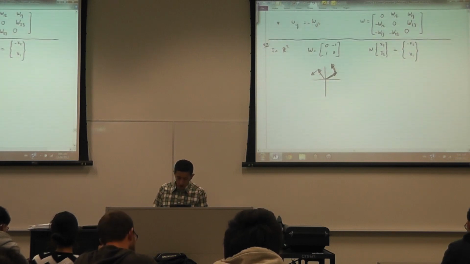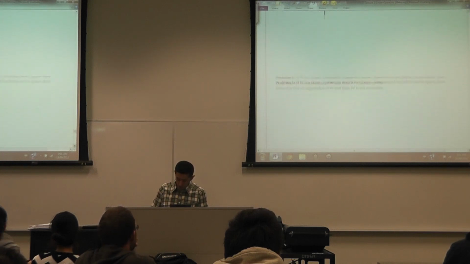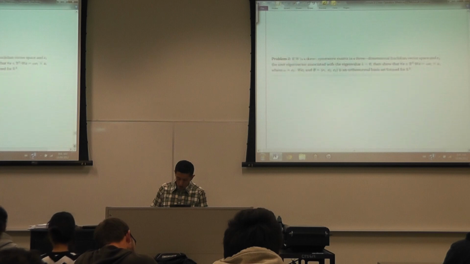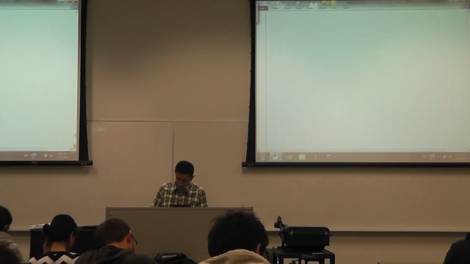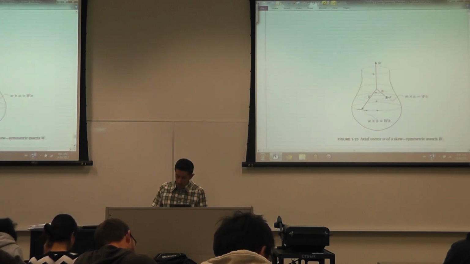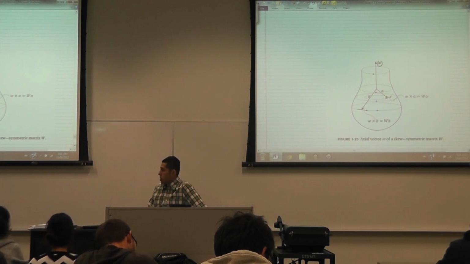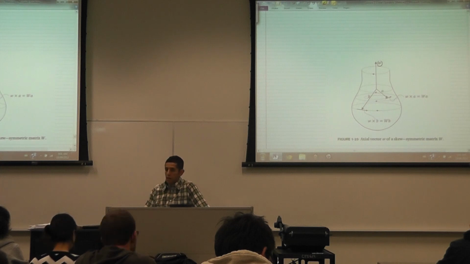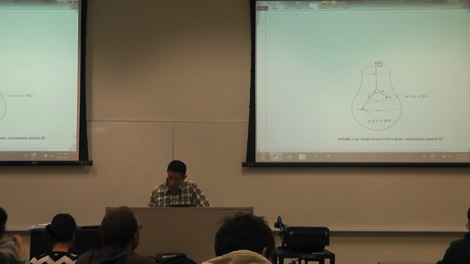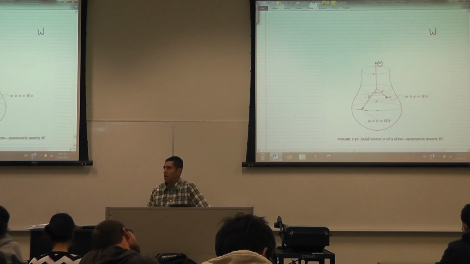Now, this is in R2. So what does it look like in R3? In R3, it looks like this. There is a certain direction around which W doesn't do anything. Or when I multiply this matrix W, capital W, by this direction, nothing happens.